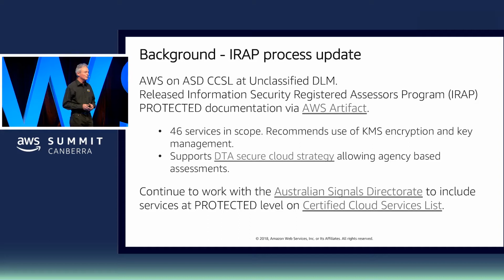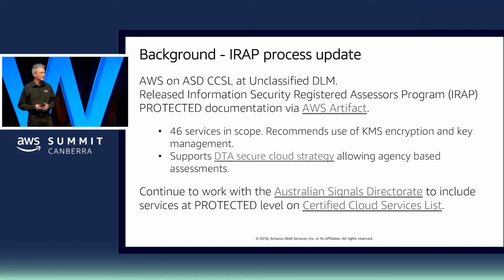So we've completed our Stage 2 IRAP report at the protected level, and that's now available to you to download at any time through your existing AWS account through one of our services called AWS Artifact. It's a self-service where you can go and download all of our compliance documentation. That covers 46 services in scope, and one of the key things in that report is that it recommends the use of KMS particularly for protected workloads.